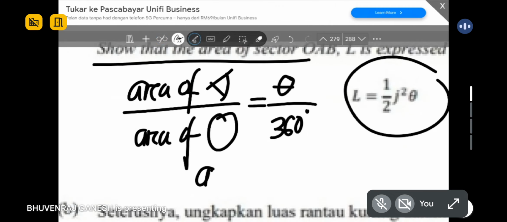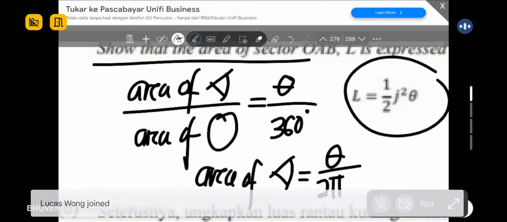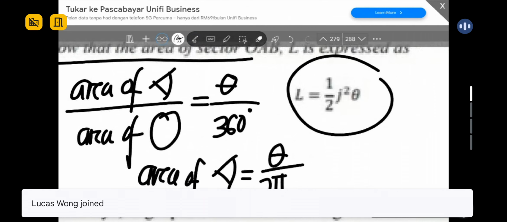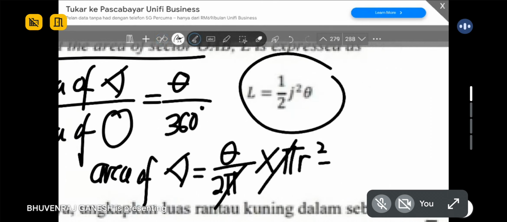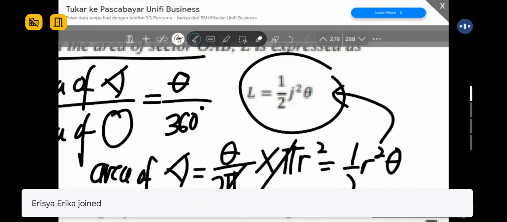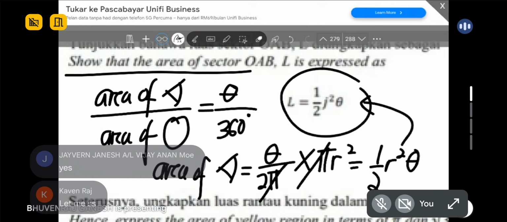Okay? So you guys can get area of sector is actually theta over 2 pi. 360 is 2 pi radian kan, guys? And then area of circle pi r square kan? Luas bulatan pi r square. So pi and pi cancel. So my answer is 1 over 2 r square theta. See, understand or not? How to prove it, guys? Senang tak? Buktikan dia. Senang, right? That's all. 2 marks, 2 markah.